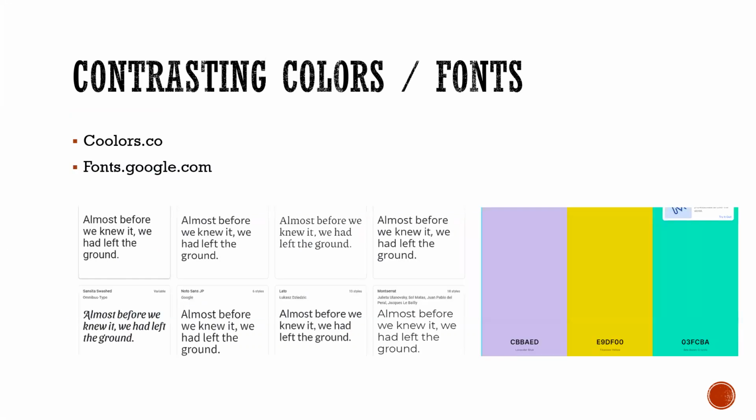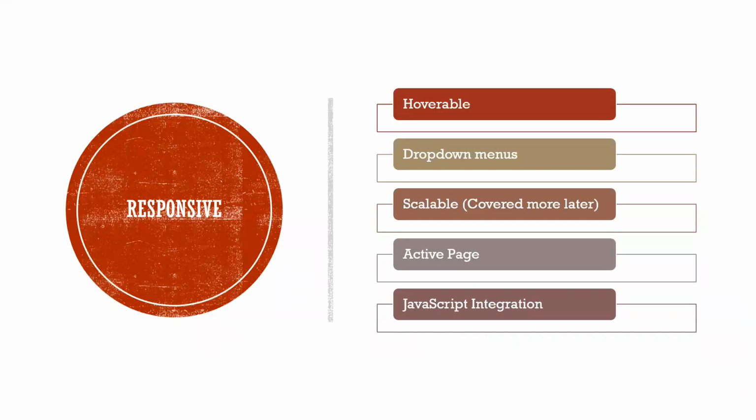All right, contrasting colors and fonts. These are two good websites that you can do this with. fonts.google.com gives you all kinds of fonts that you can use. And on colors.co, you can press the space bar and flip through each of the colors and find a really good color scheme. It will help you contrast colors to each other, because if one color doesn't contrast well, you can see it. It makes it really nice for that.